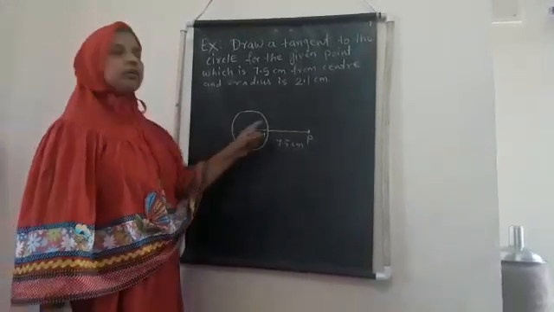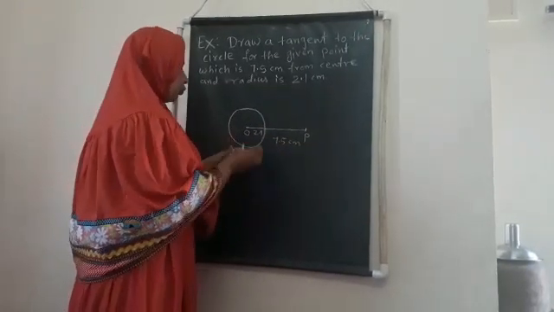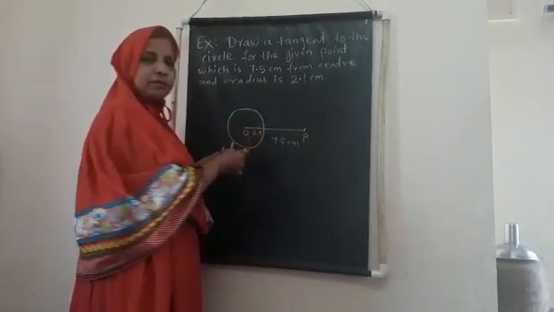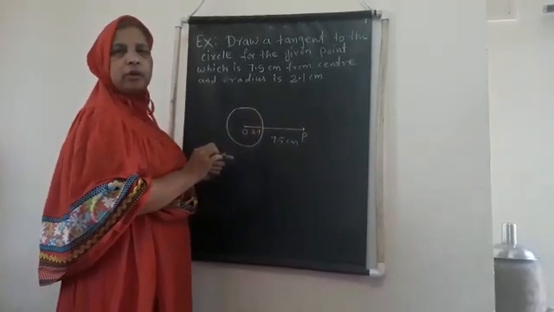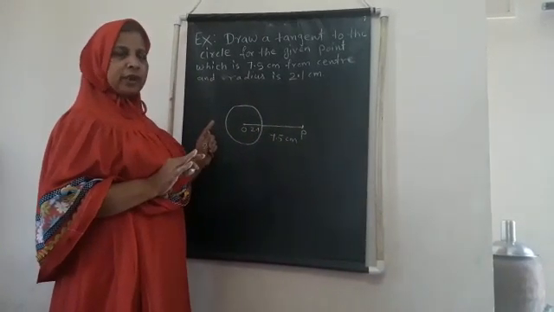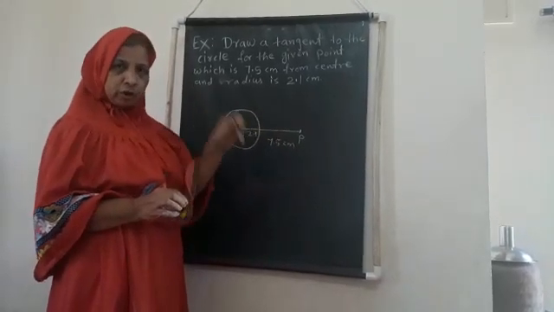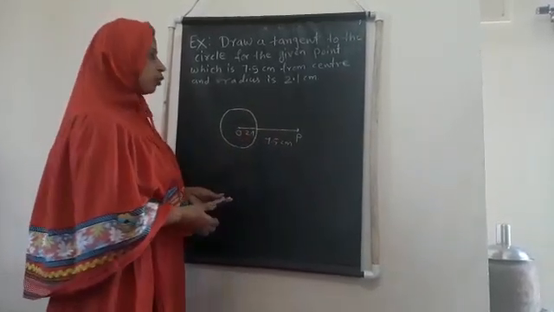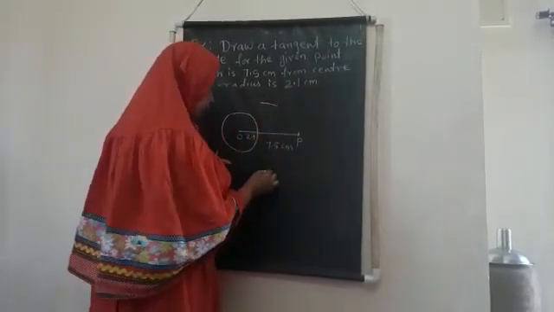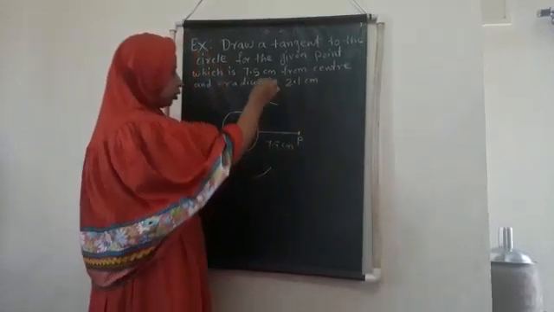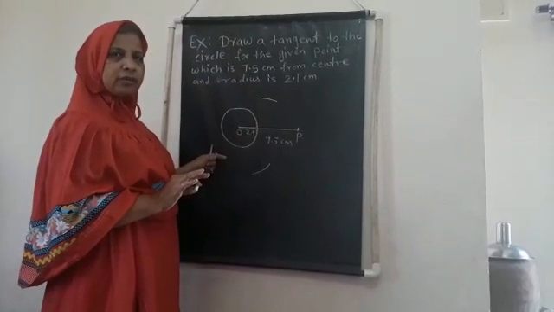So for that midpoint, take more than half distance of OP in your compass. Put the compass pointer on P. I am repeating once again. Take more than half distance of OP in your compass. Put the compass pointer on P and draw the arc on both sides up and down like this to the circle. Do not change the distance.